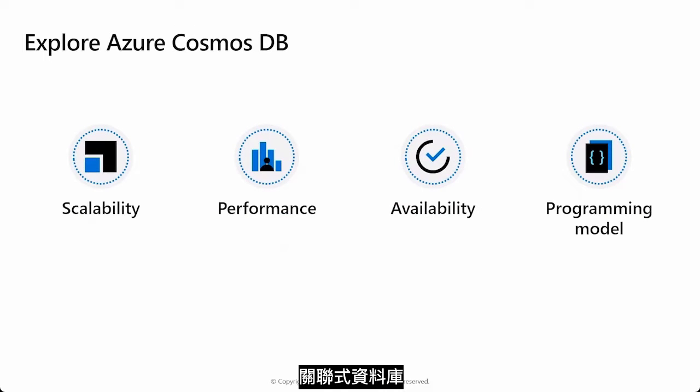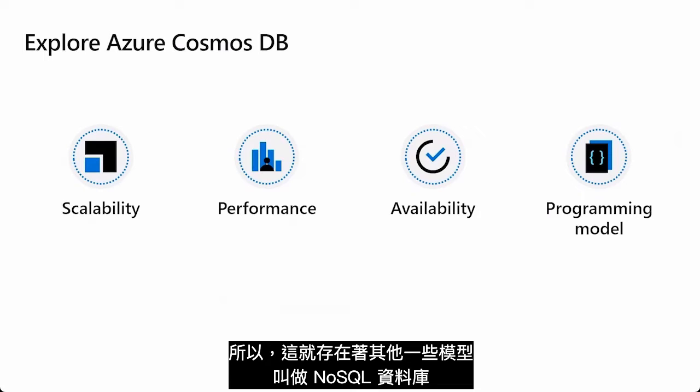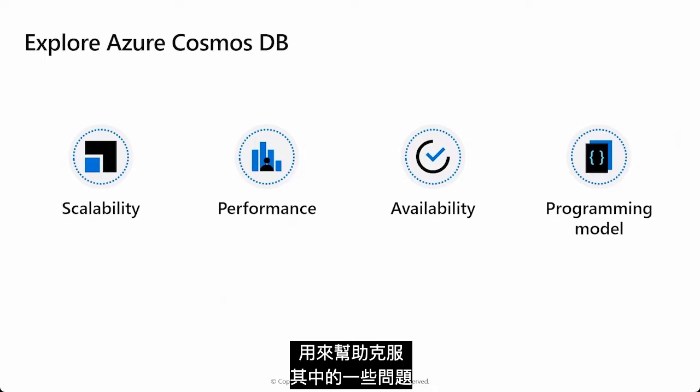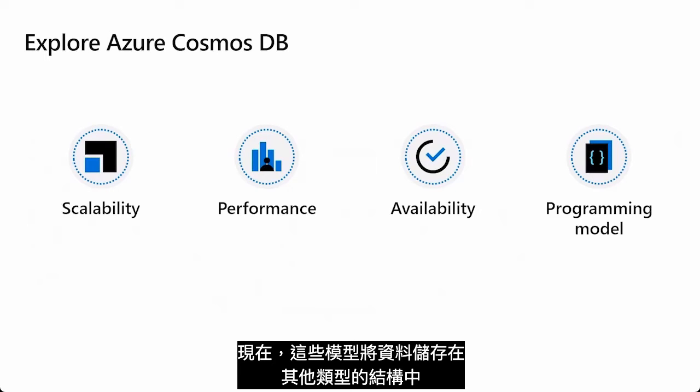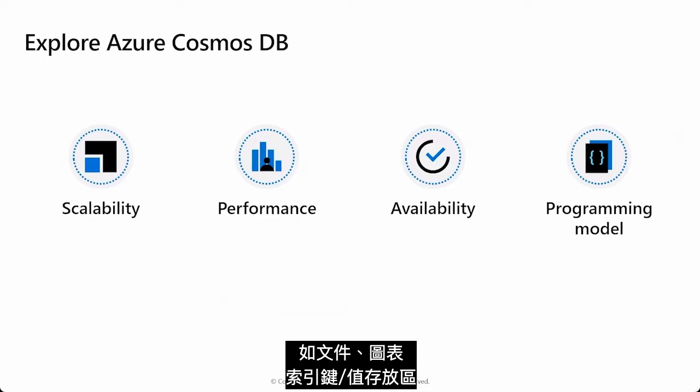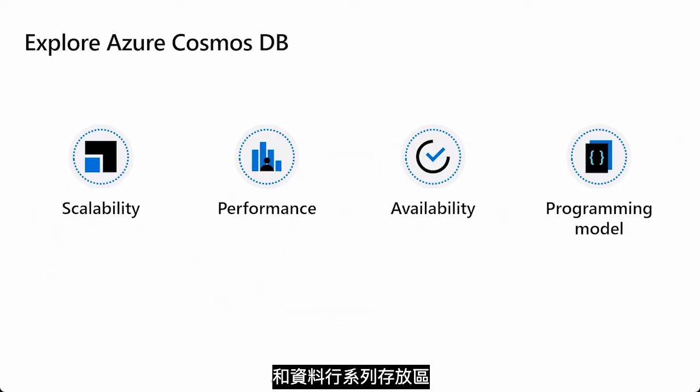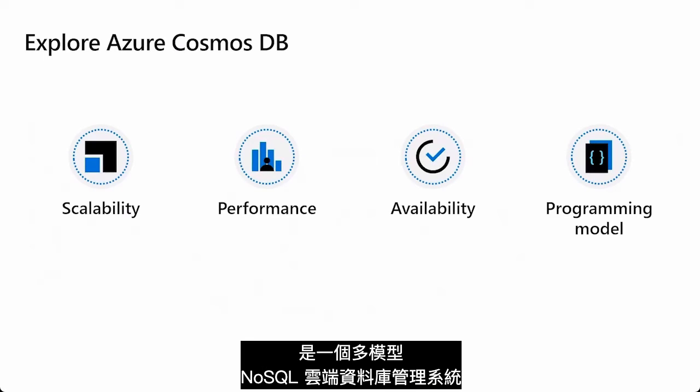Now, relational databases store data in relational tables, but sometimes the structure imposed by this model can be a bit too rigid, and often this leads to poor performance unless you have a lot of time to really fine-tune some of those implementation problems. So other models, collectively known as NoSQL databases, exist to help overcome some of those issues. These models store data in other types of structures, such as documents, graphs, key-value stores, and column family stores. Azure Cosmos DB is a multi-model NoSQL database management system.